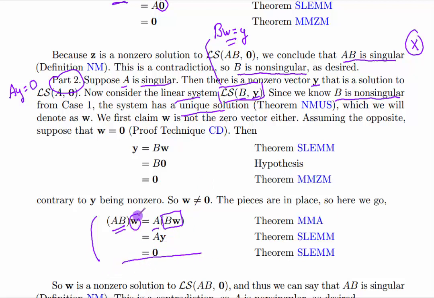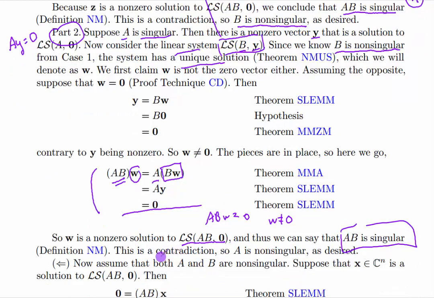So what have we found? We've showed that ABW equals 0. That means that W is a solution for this linear system. From that, we can conclude that AB is singular. W is a non-zero solution. That's important. Right, because ABW equals 0 has a non-trivial solution. That means that AB is singular. But we assumed at the very start that AB was non-singular. It's a contradiction, so A is non-singular.